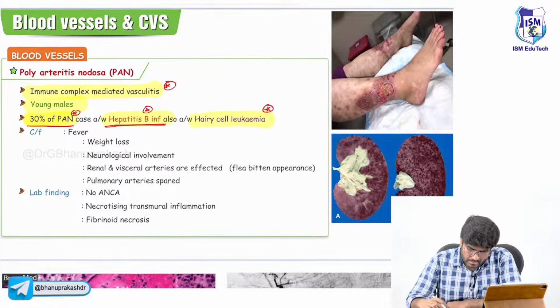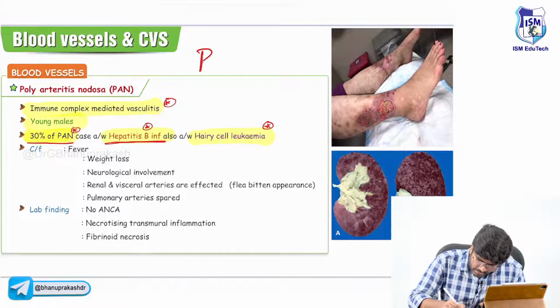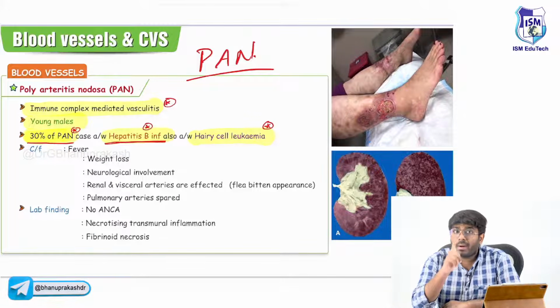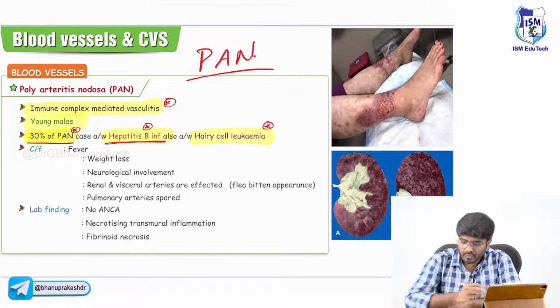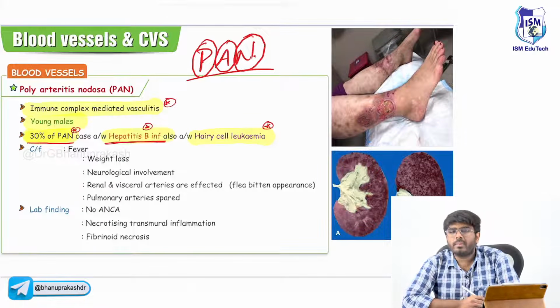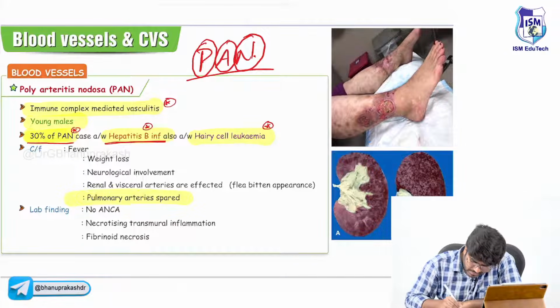Now, in this condition, the one important thing I want you to know: PAN, polyarteritis nodosa. Multiple blood vessels are involved, but one blood vessel is not involved. Pulmonary arteries are not involved. A famous mnemonic, especially for the board exams, USMLE exams: PAN means pulmonary artery not affected. All blood vessels are affected, but pulmonary blood vessels are usually spared. That's the MCQ.